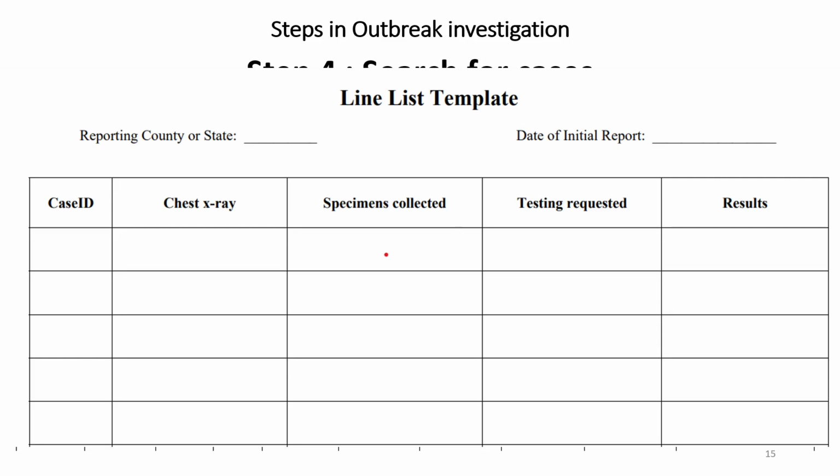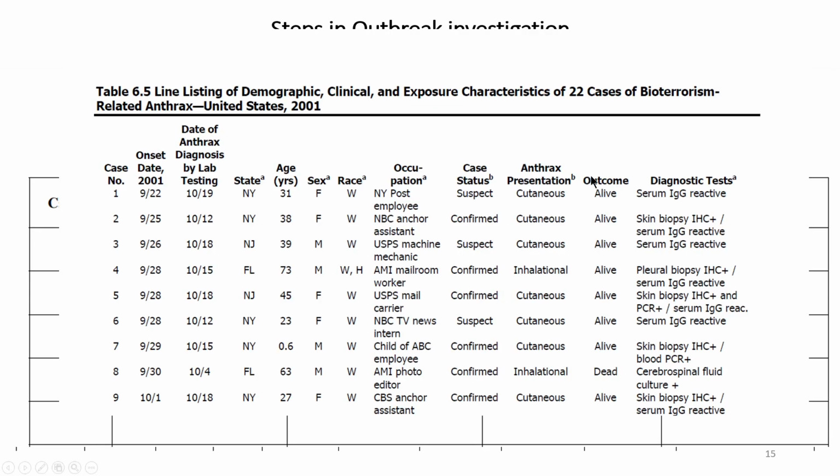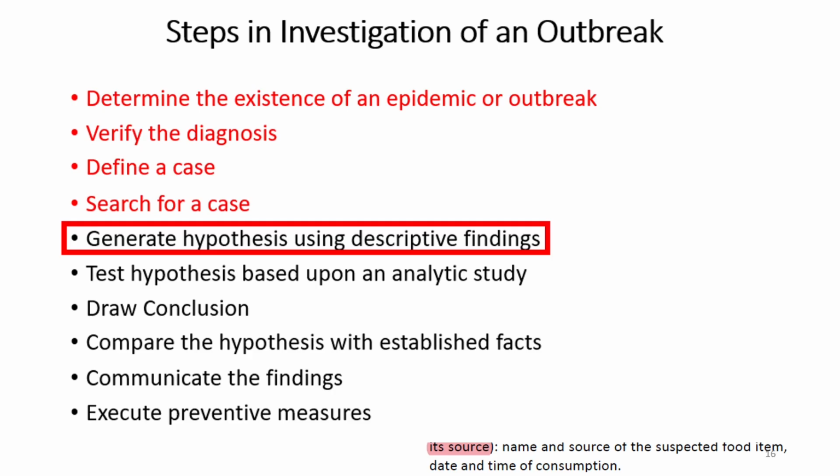Okay, so this is a line listing of suspected anthrax. You can see similarly we have taken the onset date, date of diagnosis, age, gender, race, case status, and then what is the presentation. So a few key important parameters, which are preliminary information, are obtained with the help of line listing. Okay, so what have we done till now? We have determined the existence of an outbreak, we have verified the diagnosis, we have defined the case, and we have searched for a case.